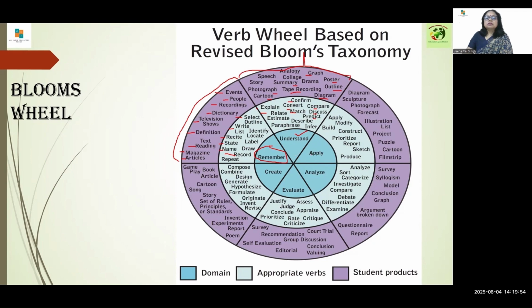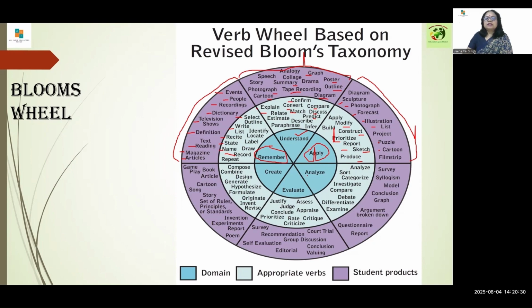Third comes apply. Let's see how this can be taken care of, or which areas there are for the children to understand: modify, construct, report, prioritize, sketch, produce. And the sources from which they get it are sculpture, photograph, forecast, illustration, list, puzzle, cartoons, etc.